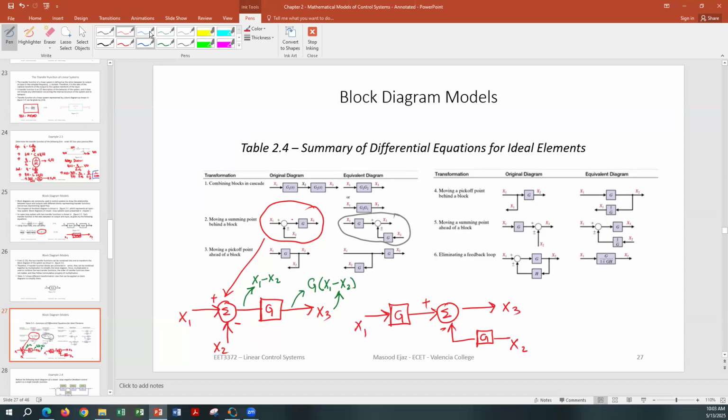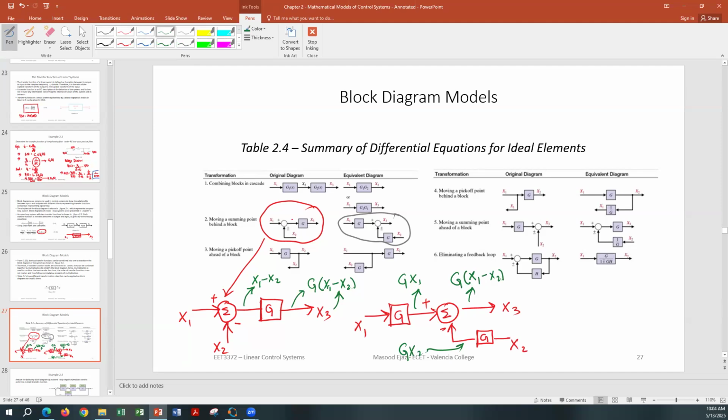And again, if you apply the same logic, at this point you have x1 times G, or G times x1, when x1 passes through this block. And at this line, you have x2 times G, or G times x2. Transfer function times the signal, G times x2. So that's what you have at this point. When they go to the summing amplifier, they're going to subtract from each other. So here you're going to have G times x1 minus G times x2. G is common, so G times (x1 minus x2), which is the same as G times (x1 minus x2).